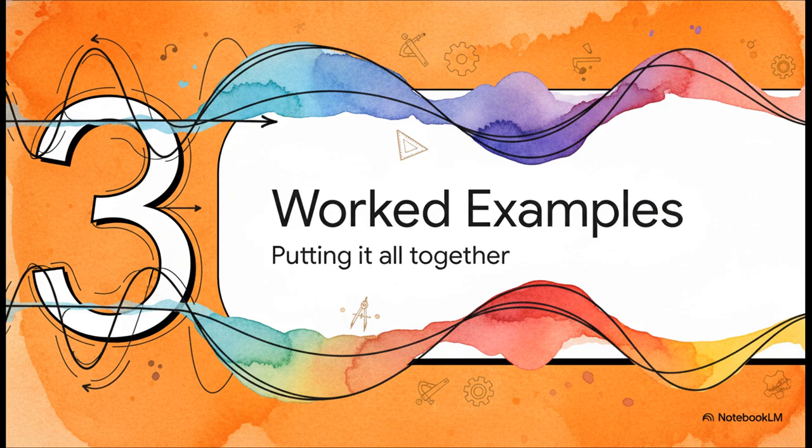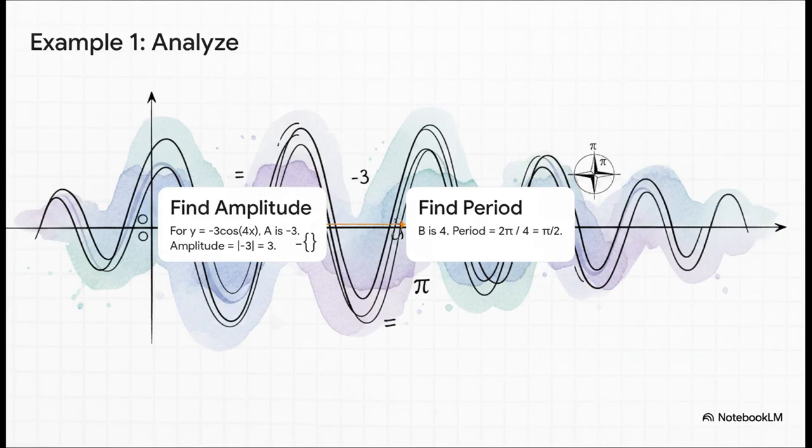Okay, enough theory. Let's get our hands dirty and actually use this stuff. We're going to run through some examples to see how these two pieces, amplitude and period, work together. All right, check this one out. y equals -3 times cosine of 4x.